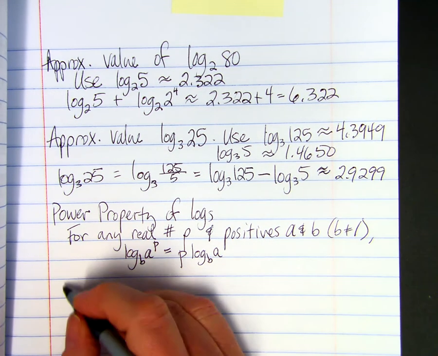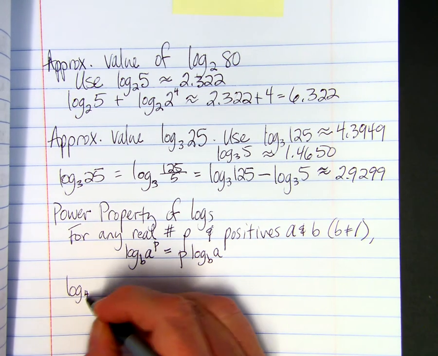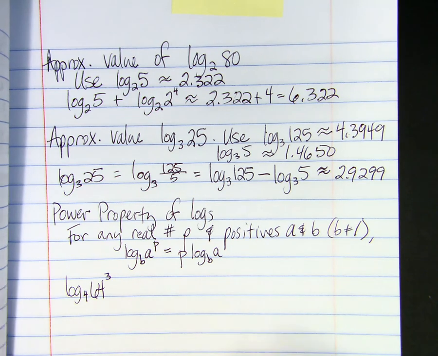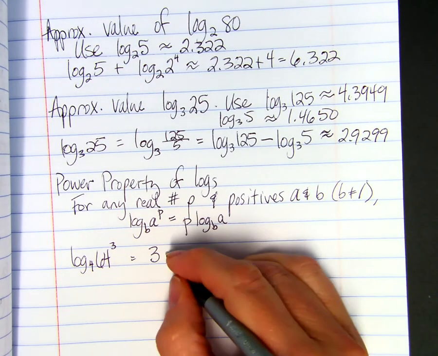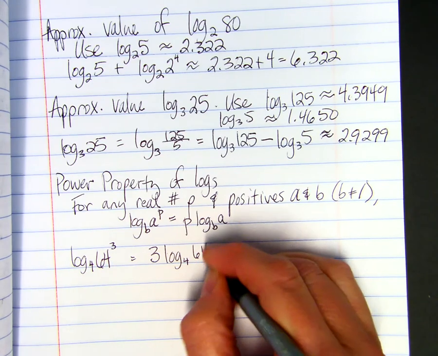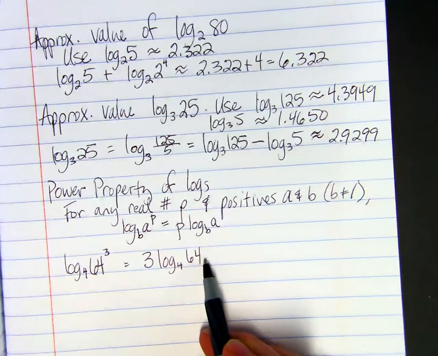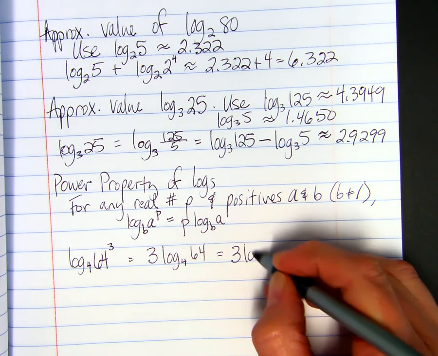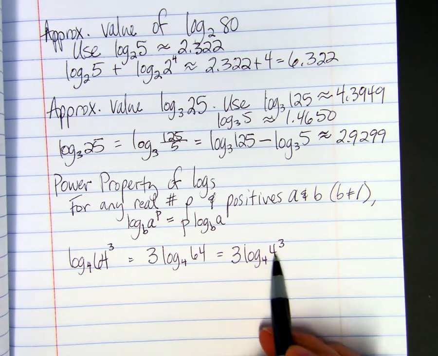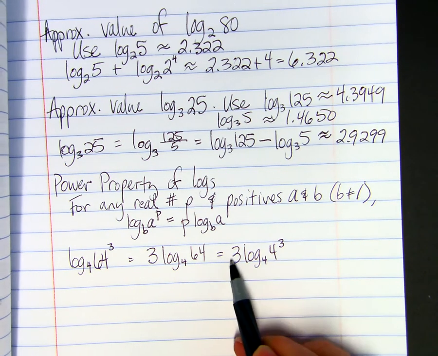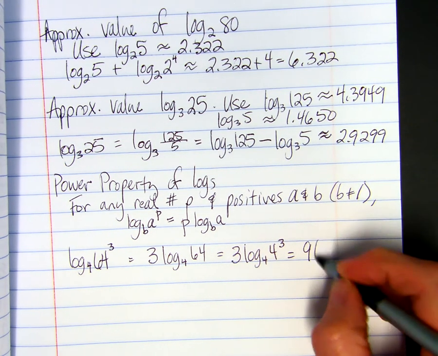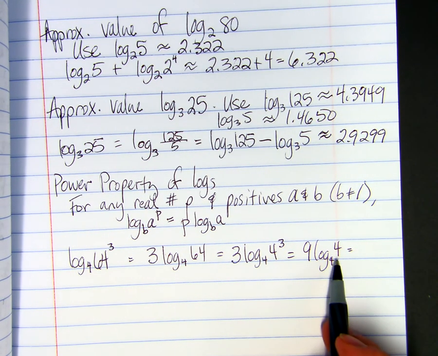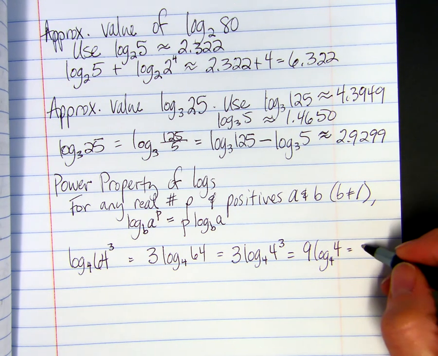So let me do an example. Log base 4 of 64 cubed. You could bring the 3 down. So it's 3 log base 4 of 64. But I know 4 goes into 64 if you cube it. So I'm going to change that 64 to 4 cubed. Then I could bring this 3 down in front, times it by that 3. So I get 9 log base 4 of 4. And I already know log base 4 of 4 is 1. So that would be 9.